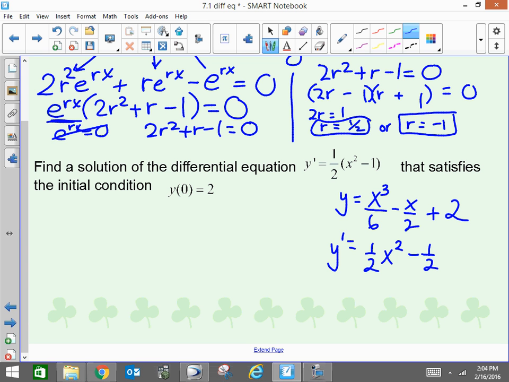Okay, and then if I plug in a 0, I get 1/2, -1/2 instead of 2. You're plugging into y prime. Oh, duh. Okay, yes. So typically we don't start with the answer, but we would have done this, right? Which is 1/2 x squared minus 1/2.